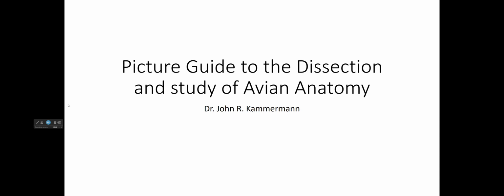Picture Guide to the Dissection and Study of Avian Anatomy consists of 1,045 labeled digital dissection pictures in PowerPoint files. It is intended to be used with Digital Guide to the Dissection and Study of Avian Anatomy, a digital text. This guide is split into 10 parts, or 10 picture files, and I'm going to show you examples from each one.